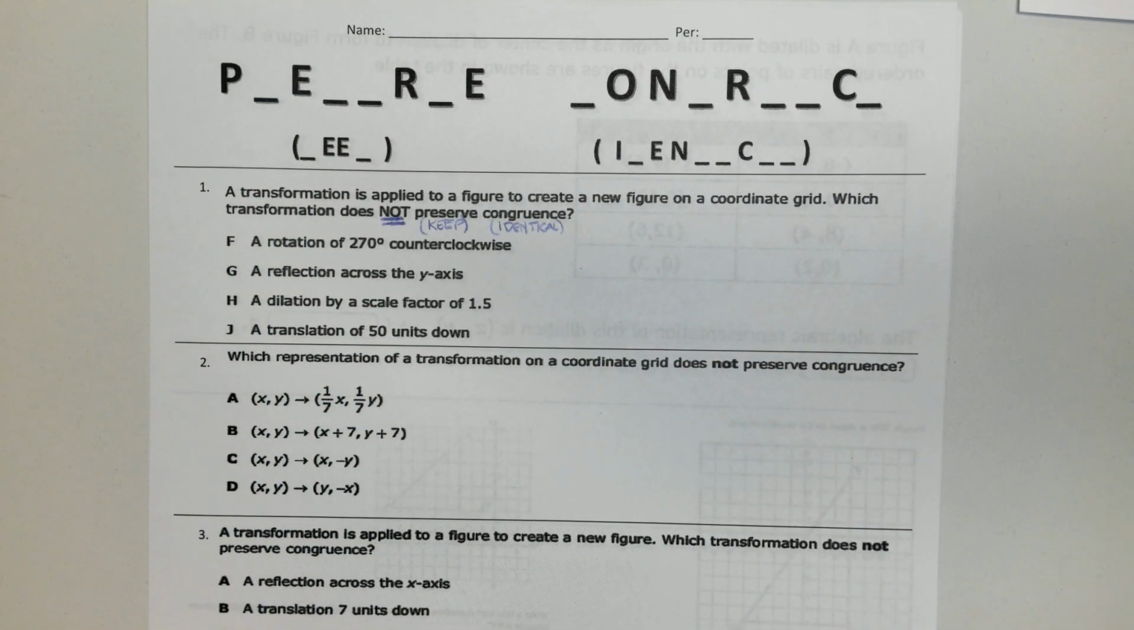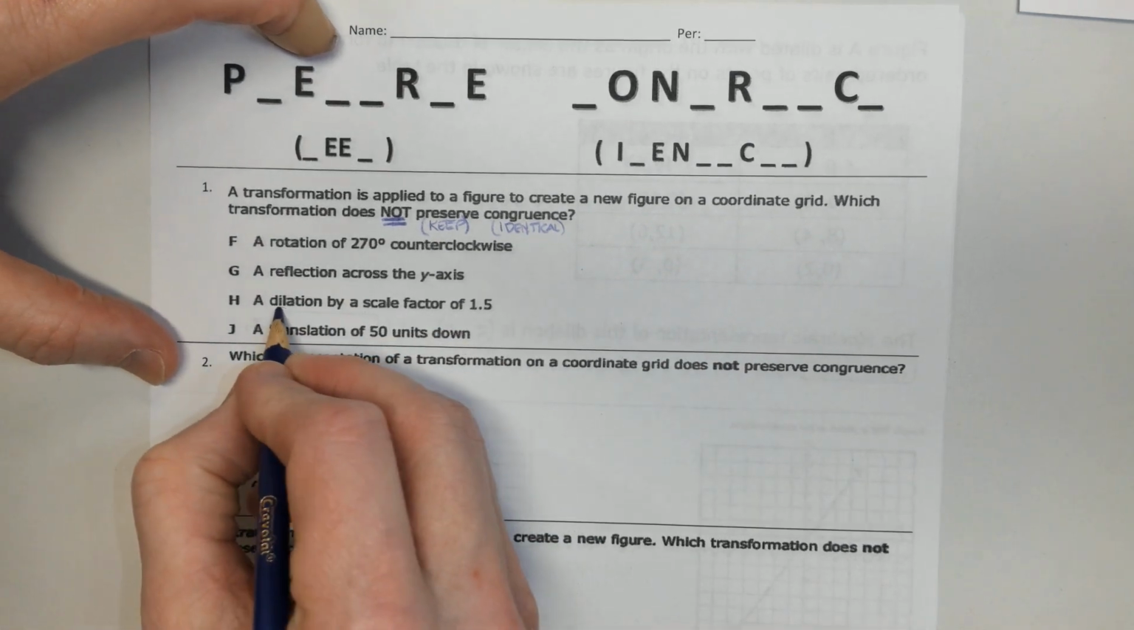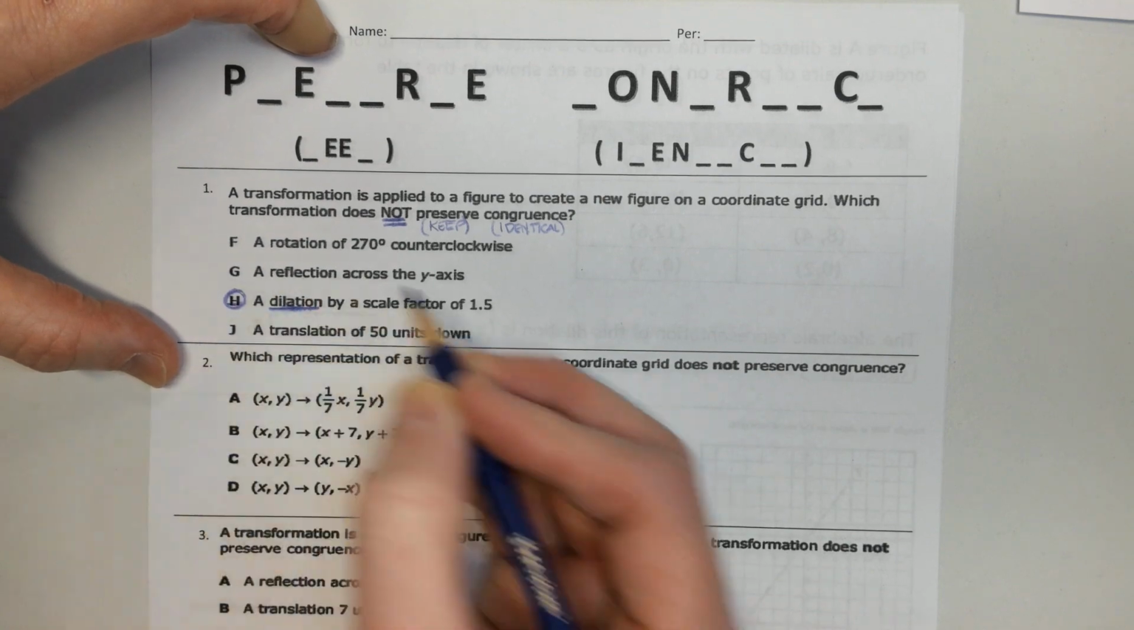And we've talked about this quite a bit. But there's only one of your four transformations that does not preserve congruence, and that's the one that makes things bigger and smaller. Which transformation makes things bigger and smaller? A dilation. A dilation, that's right. So H is the obvious answer here.